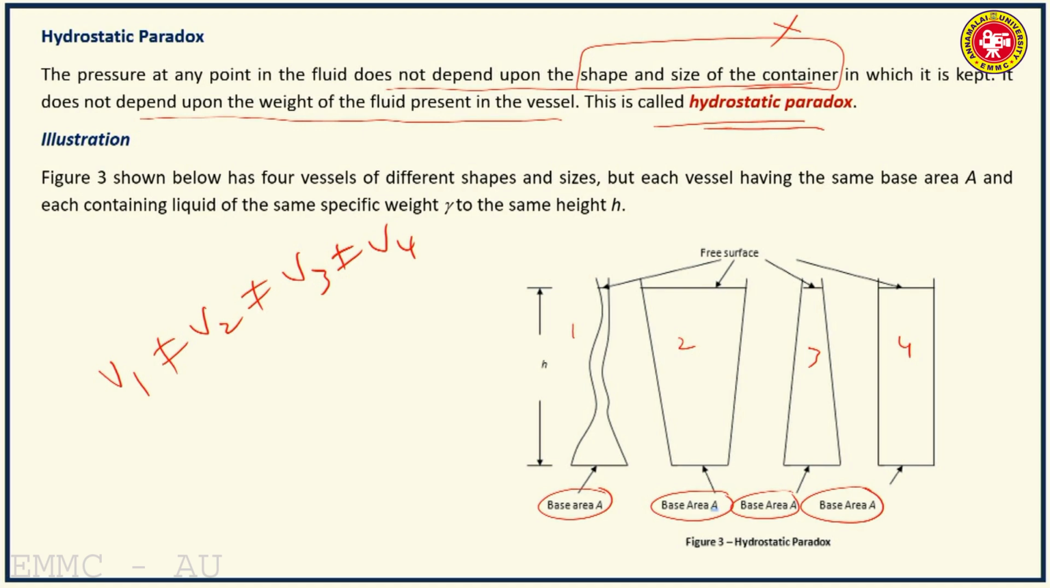But the commonality between the 4 vessels with different shapes and sizes is they have the same base area. And they have the same liquid of specific weight gamma and also the same height h. So the height of the free surface from the bottom is the same in all these vessels. So same base area, same height, it's everywhere h from the bottom to the free surface. So the free surface in all these vessels is in the same horizontal plane.